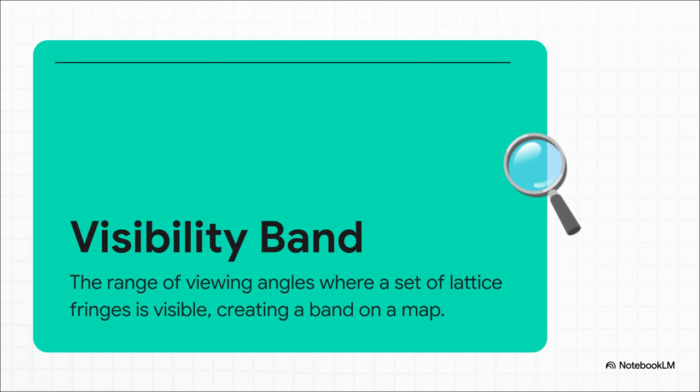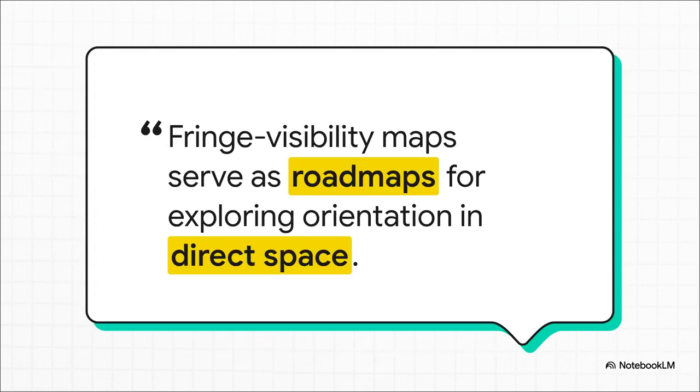Now, here's the key to turning those fringes into a map. You can only see a particular set of fringes when you're looking at the crystal from just the right angle. You tilt it just a tiny bit and poof, they're gone. Well, that specific range of angles where a set of fringes stays visible, that's called a visibility band. Think of it like a highway wrapped around a globe, a specific path of orientations where that particular atomic plane is visible to you.